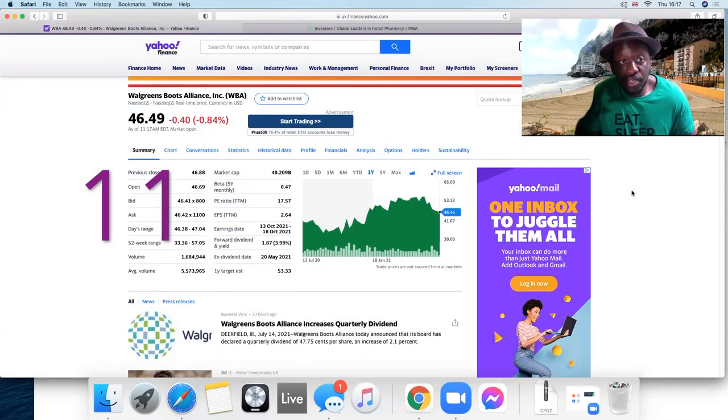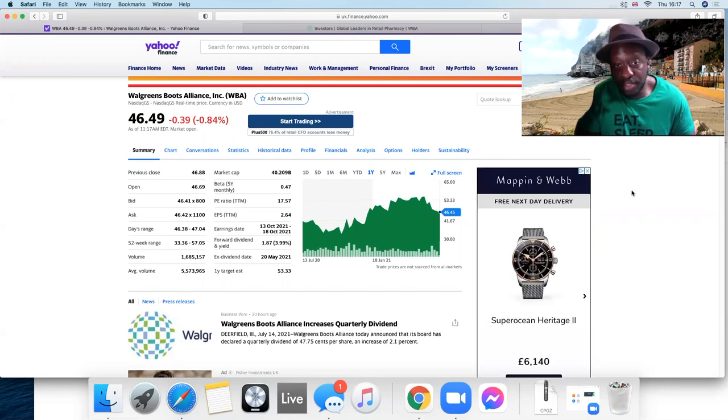Right, 11th on the list is Walgreens Boots Alliance, stock ticker WBA. They have a large market cap of 40 billion and they have a dividend yield of 3.99, which has been dropping a little bit, but that's because the share price has been going up. If the share price goes up, the dividend yield goes down and vice versa.